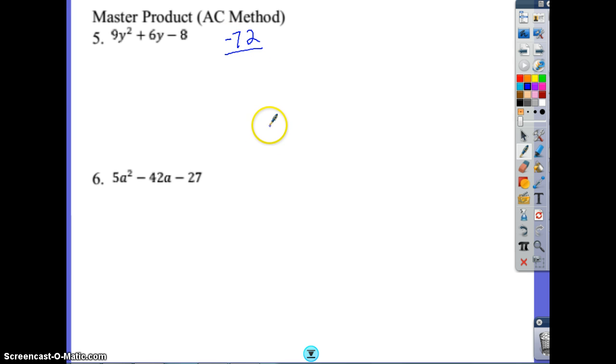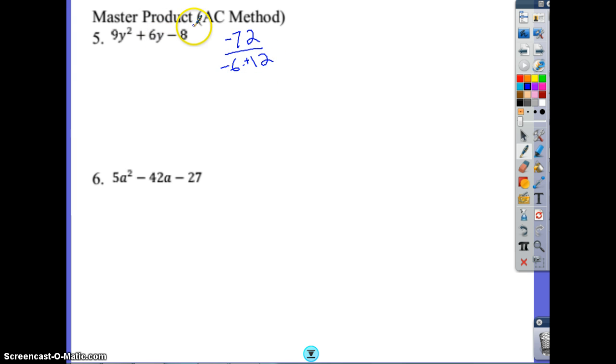Now 72 is going to be a pretty long list, but I can start in the middle and cross things off by knowing that I want it to add to 6. Like 1 and 72 obviously aren't going to make a 6. 2 and 36 are not going to make a 6. So we need something that's closer together. And in this one, I know that 6 times 12 makes 72. Now notice 6 times 12 makes a positive 72. I need a negative, so I need one of these two to be negative. And if I want a positive 6, I want the bigger number to be positive and the smaller number to be negative. If I recheck that, yes, they multiply to negative 72 and add to 6. So these are the numbers I want.